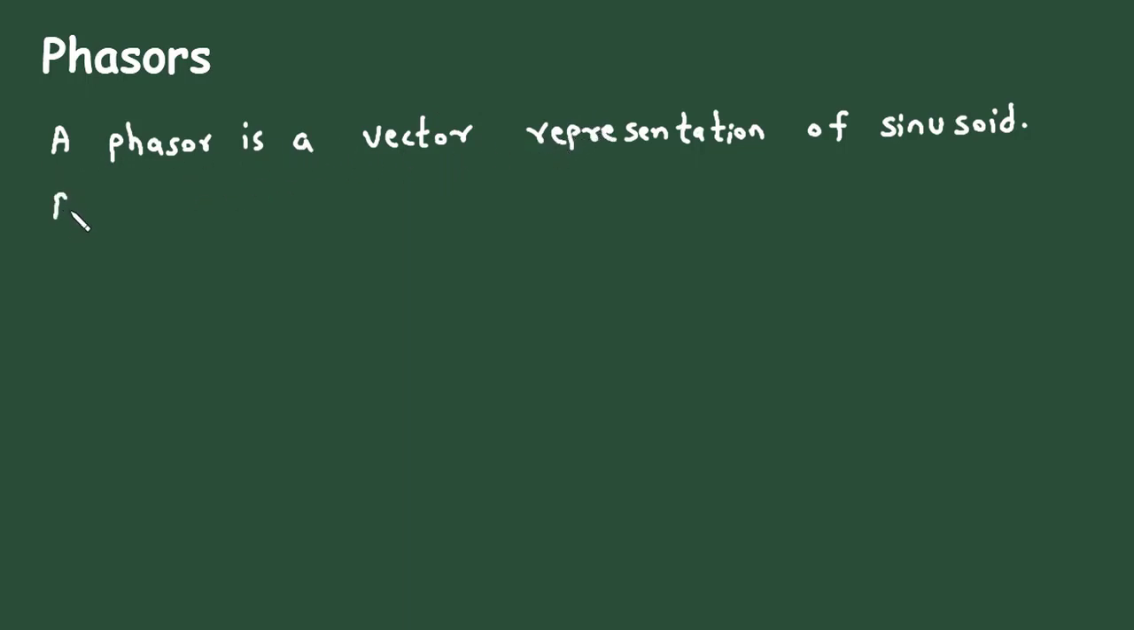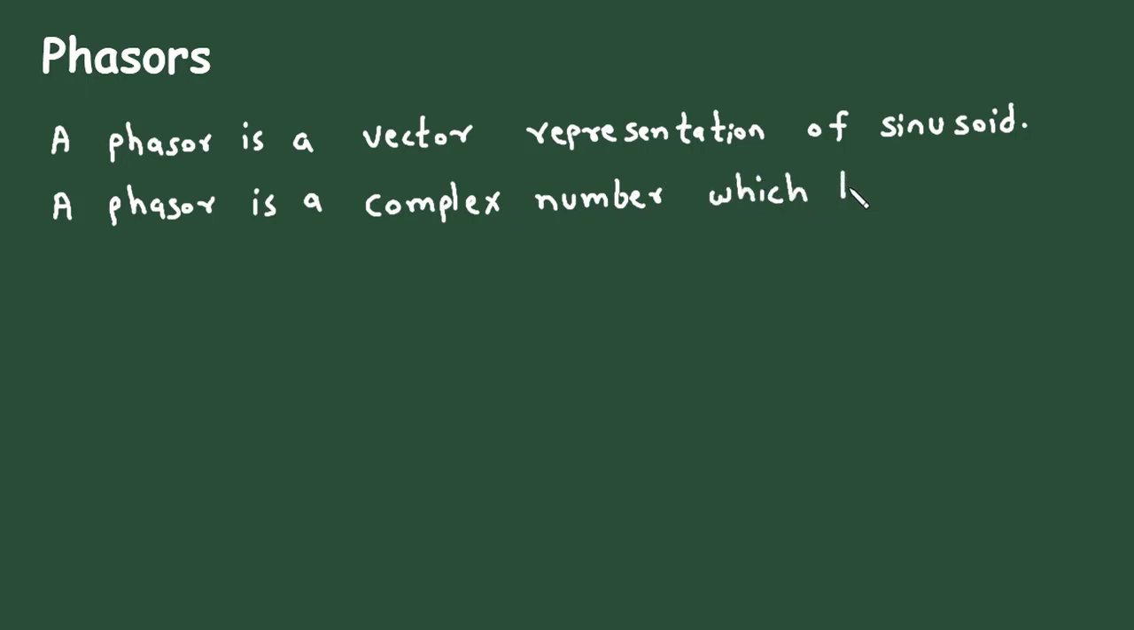Or we can write a phasor is a complex number. A phasor is a complex number which have amplitude and phase. So let's see what is meant by this.